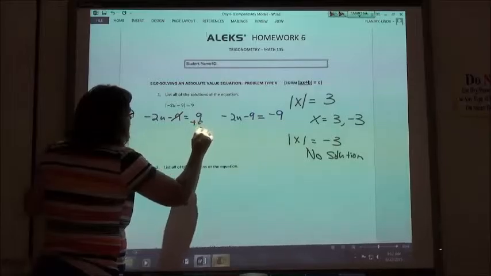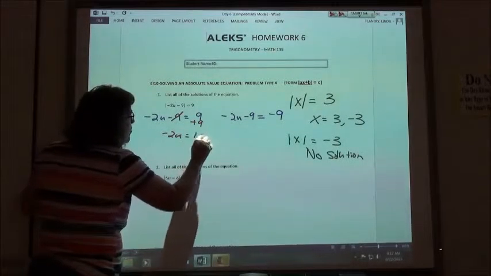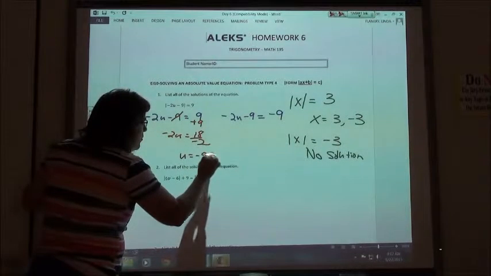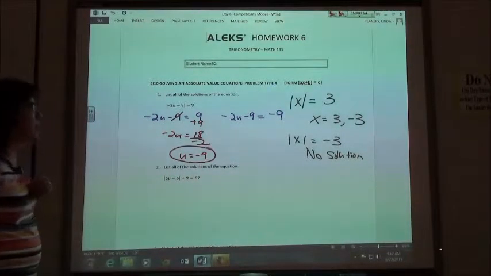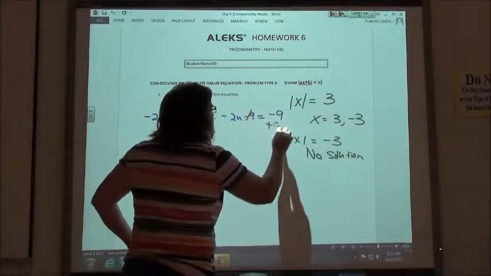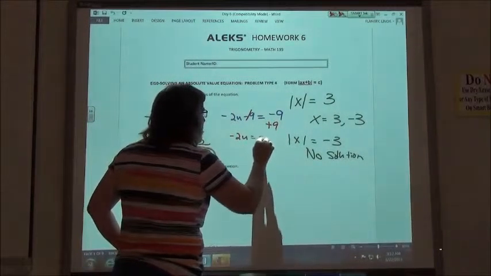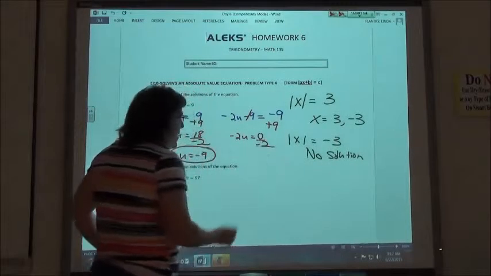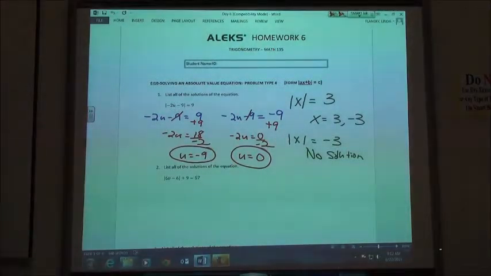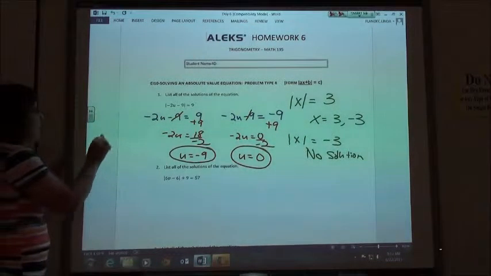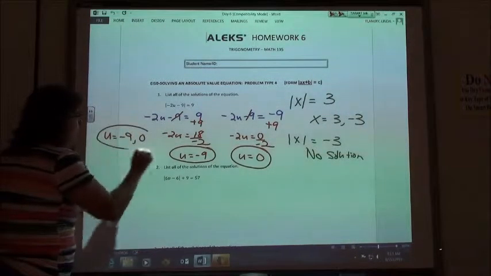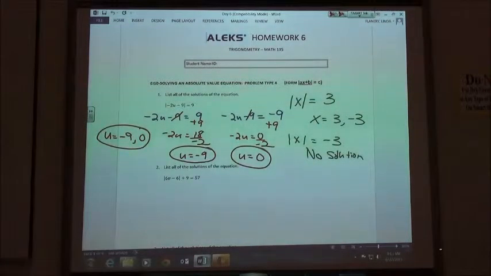So I'm going to add my 9, negative 2u equals 18, divide by negative 2. So u is going to equal negative 9, and that's going to be one of my answers. Over here, if I add my 9, negative 2u equals 0, and 0 divided by negative 2 is still 0. There's my other answer. Of course, they're going to have you enter it with a comma, so you're really going to say u equals negative 9, comma 0, and that's how you're going to see the answer entered in.